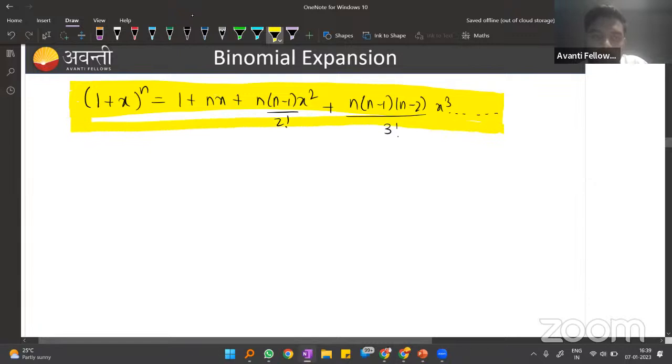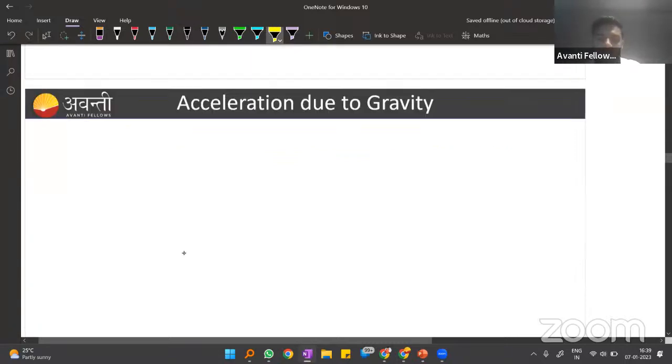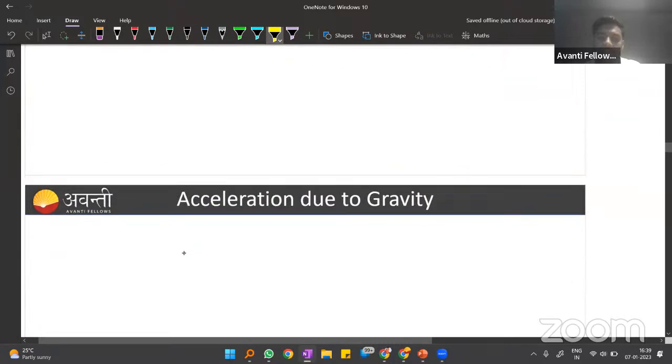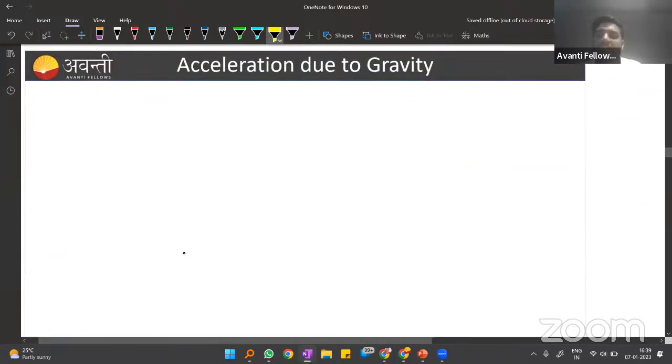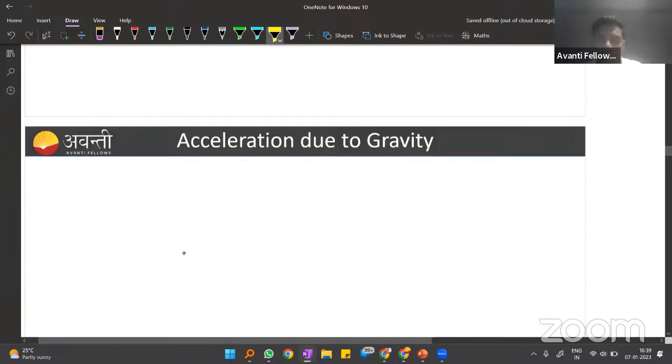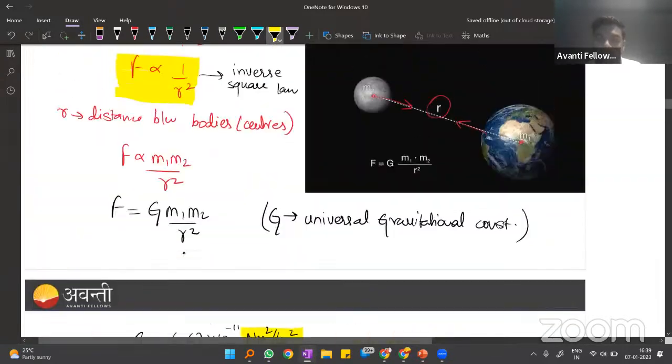Like a kid, I'm coloring this whole thing. So this is a very important formula. Let's move on to our next topic, that is acceleration due to gravity. Is everything till this point clear to you all?